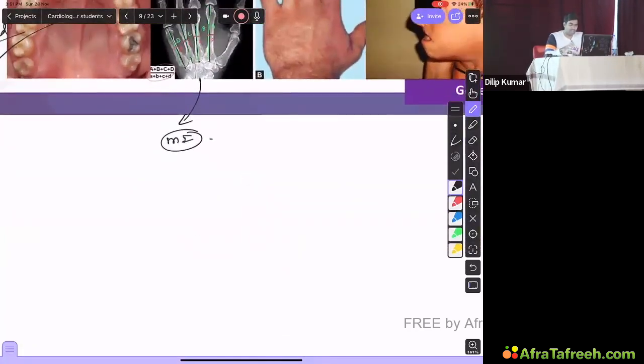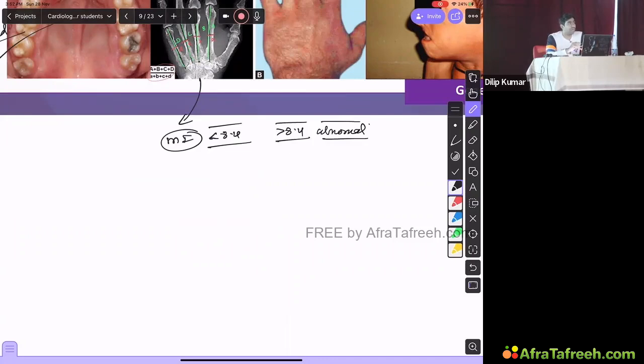Normally, metacarpal index should be less than 8.4. Anything more than 8.4 is considered abnormal. So what does that indicate? If the ratio is high, it means the patients have abnormally long metacarpals compared to the width of the metacarpals. So that tells you that this patient has arachnodactyly.